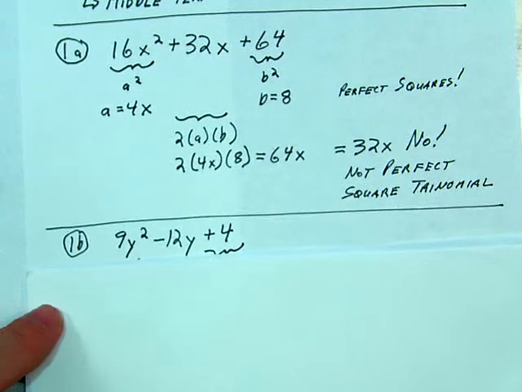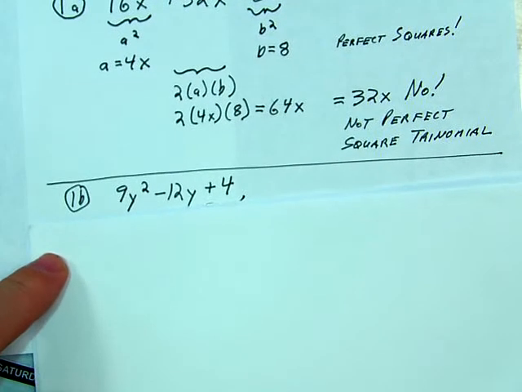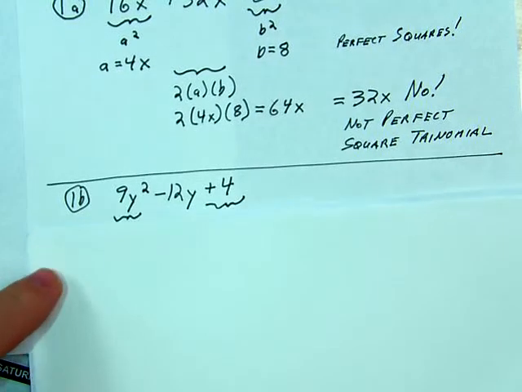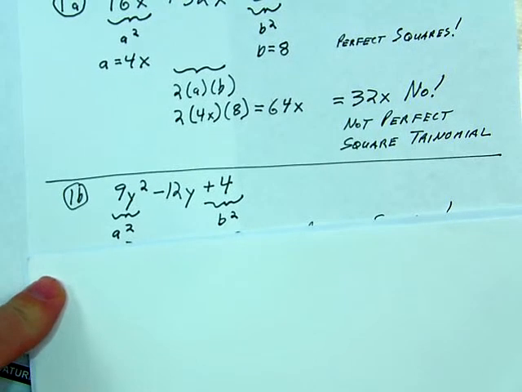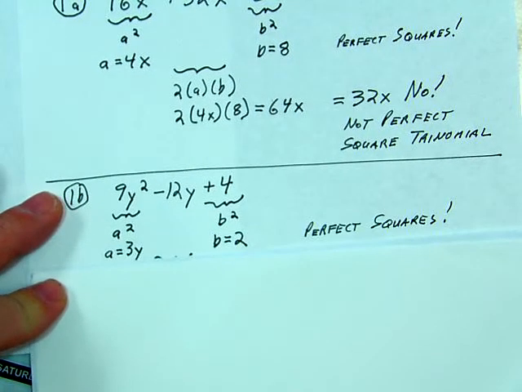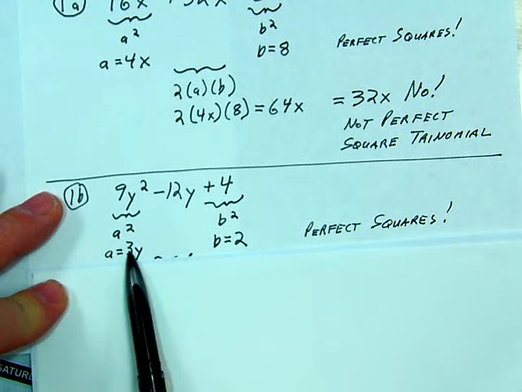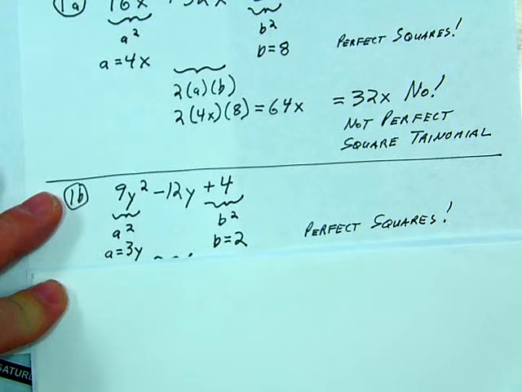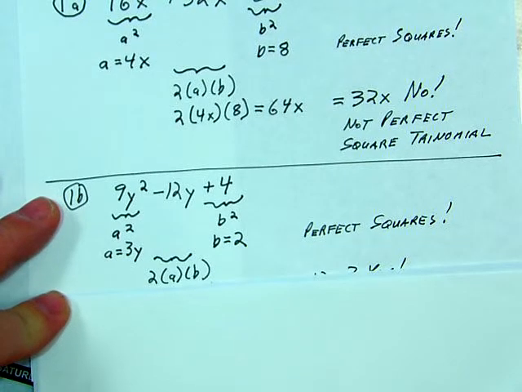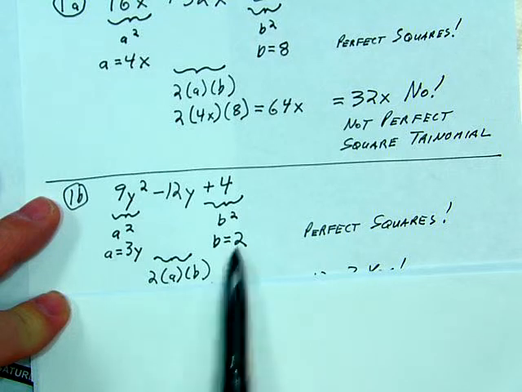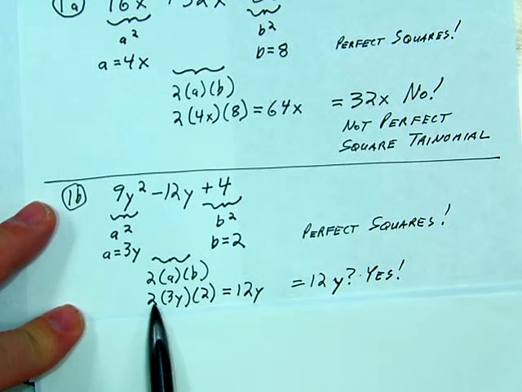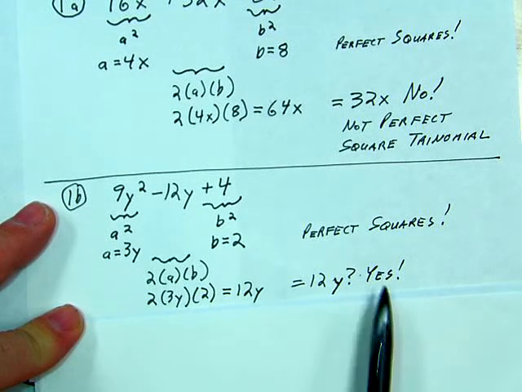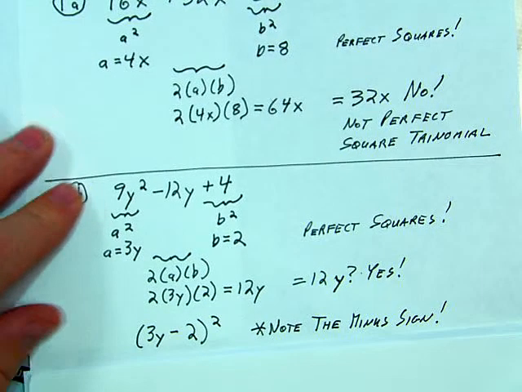Now let's look at 1b. This is an example of where it does work. I look to see if I have perfect squares in the front and the back, and I do. So I call them a squared and b squared. All right, they're perfect squares. So a is 3y, and b is 2. Then I look at that middle term. Is that middle term equal to 2 times the a term and the b term? Well, let's lay it out. 2 times 3y times 2 is 12y, and is it equal to 12y? Yes, it is. So this is a perfect square trinomial.